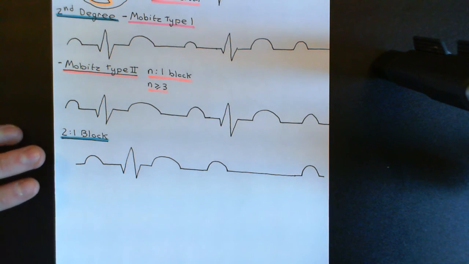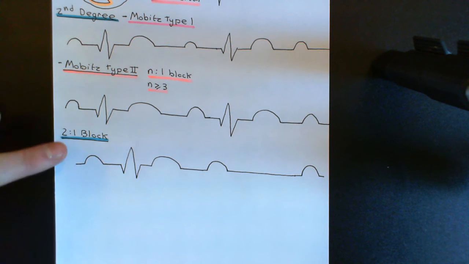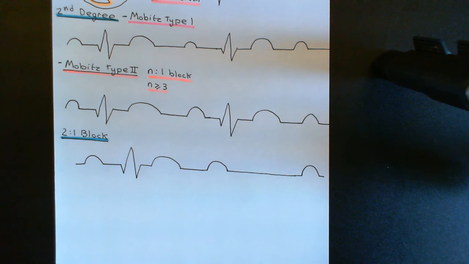So I hope you understand why 2 to 1 block could be seen as being Mobitz type 1 and Mobitz type 2, even though instantly you might think that's just Mobitz type 2. But because it could also be considered Mobitz type 1, we call it a separate second degree AV nodal block and consider it separately here. Okay, right, so that's 2 to 1 AV nodal block.